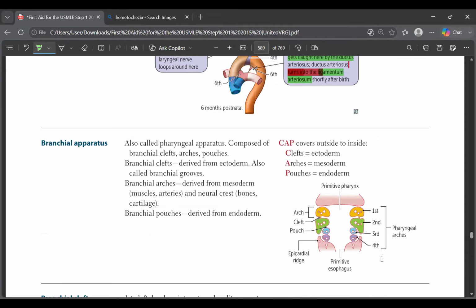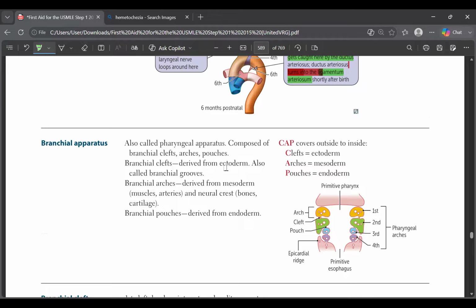Next, we have the branchial apparatus. This is the primitive pharynx, and these are the pharyngeal arches, the first, second, third, fourth, and between the arches on the external side, there is a cleft, and on the internal side, there is a pouch. And then there is the primitive esophagus below the primitive pharynx, surrounded by epicardial ridges. So the branchial apparatus is also called pharyngeal apparatus, composed of branchial clefts, arches, and pouches. So clefts, arches, and pouches, these three.